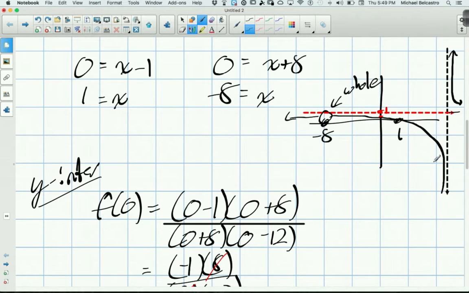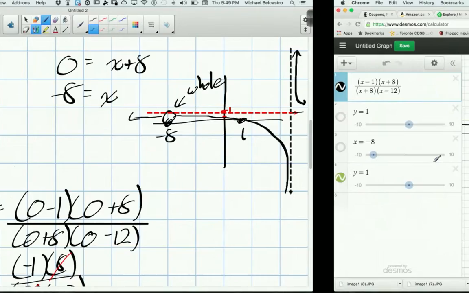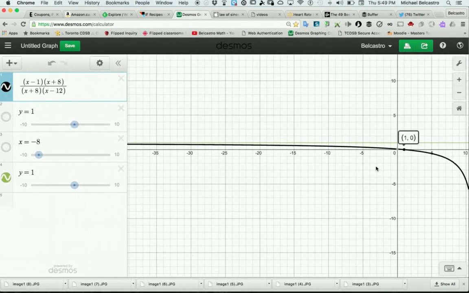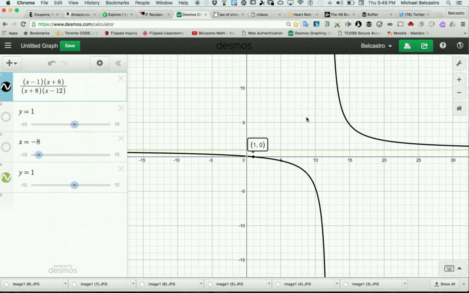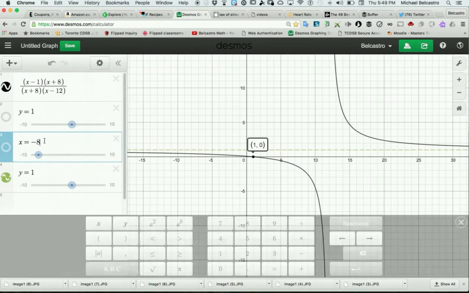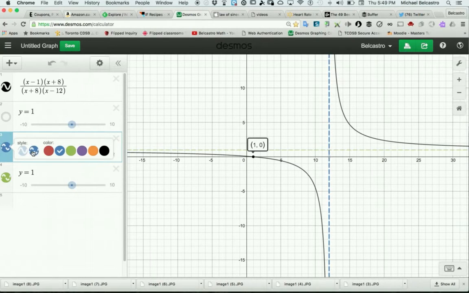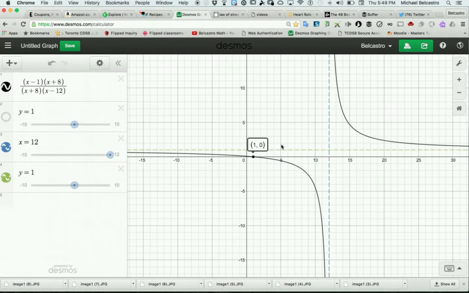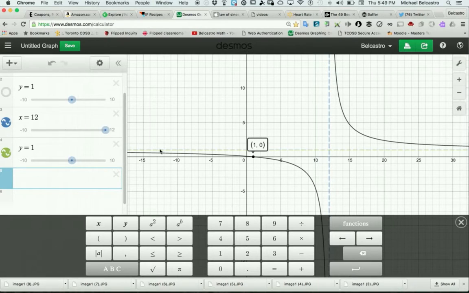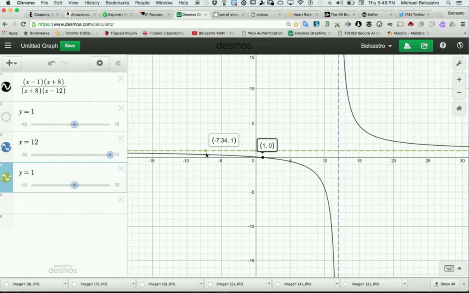I know I didn't leave us a lot of space on the side, but we can get a better look at it over here. Zoom out just a little. Here's our function where y is equal to 1. You'll see that we have a horizontal asymptote. Where x is equal to 12, colored blue, that's where our vertical asymptote is. And the coordinate at 8 on the function.